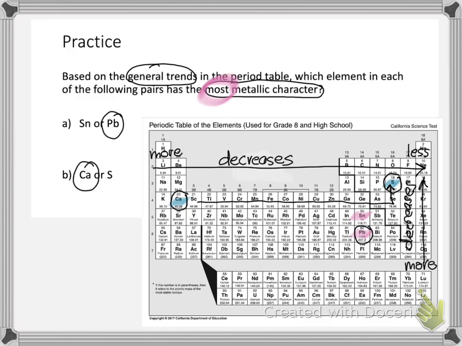So again, it's about seeing where the trends are and then looking at the relationship between the two atoms and seeing if you can follow the trend to answer the question.